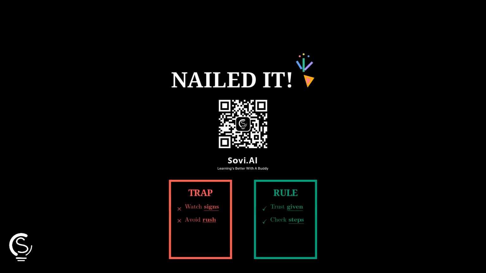Trap: rushing past point locations. Rule: trust the given graph and check whether movement goes inside the curve.